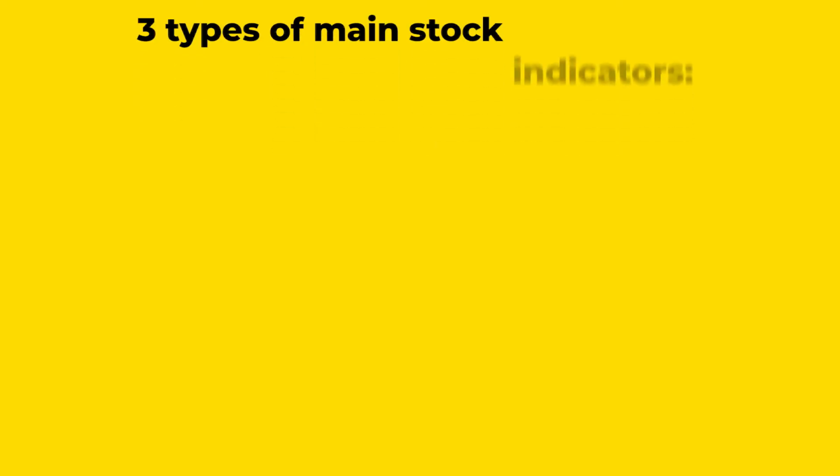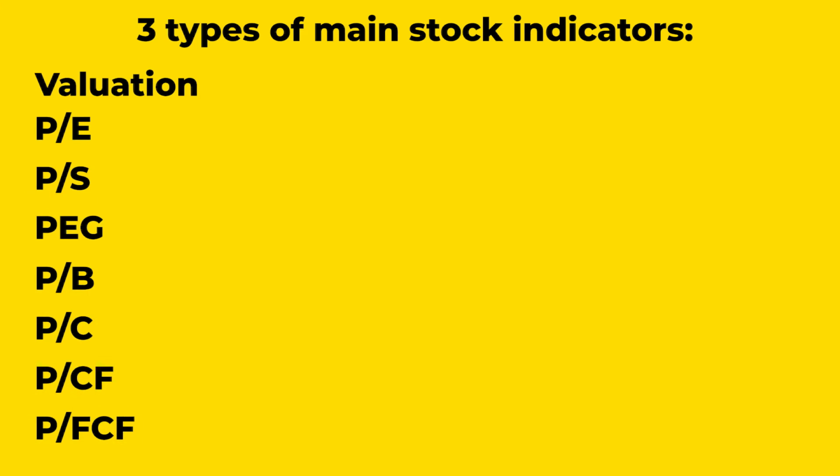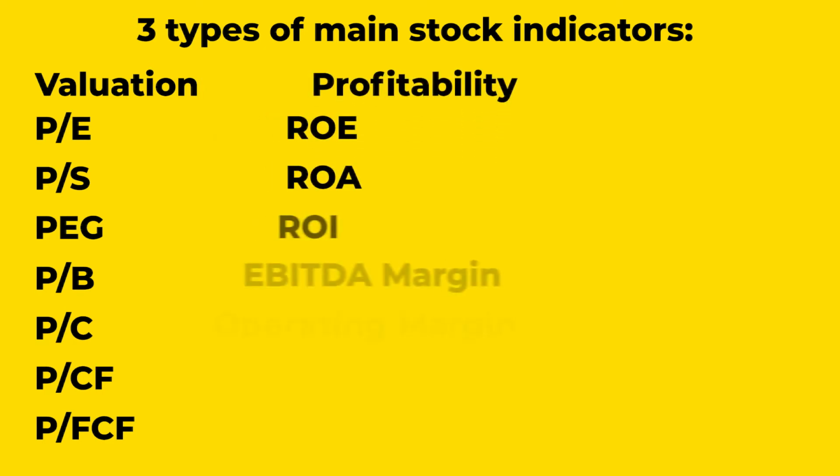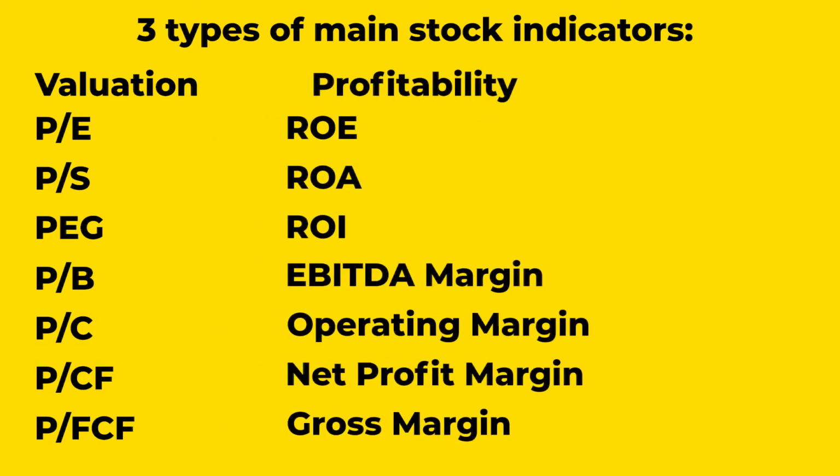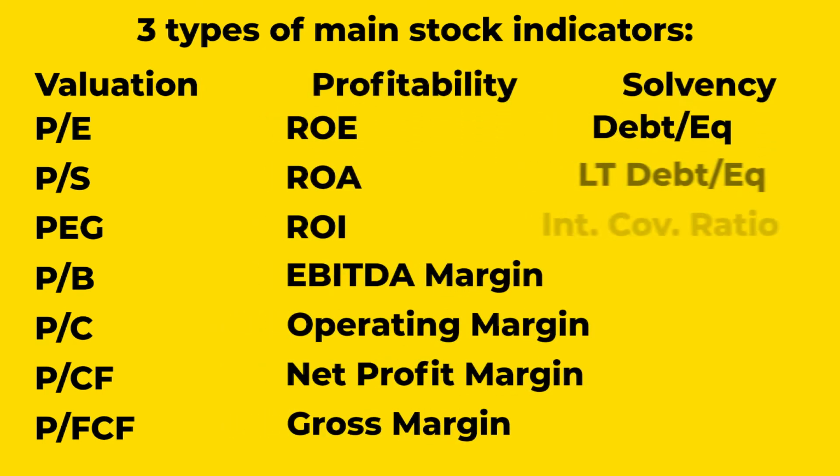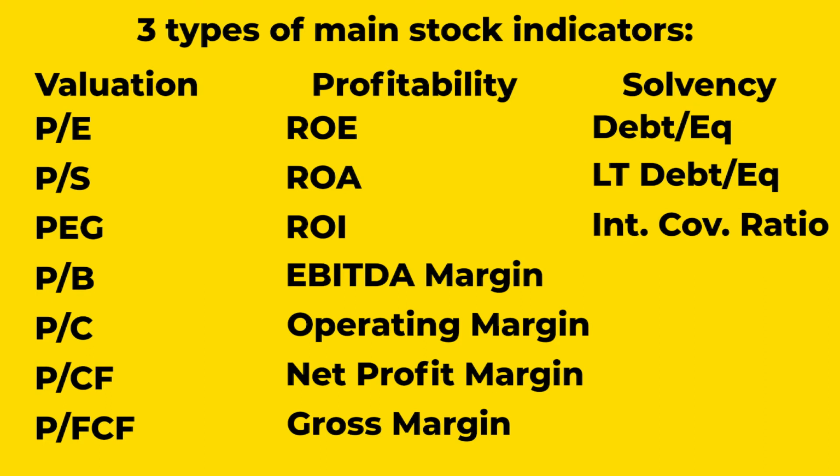There are three types of main stock indicators. Valuation indicators that help to compare how undervalued or overvalued a company is to other companies. Profitability indicators that show how effective a company is, and solvency indicators that show how risky a company is.